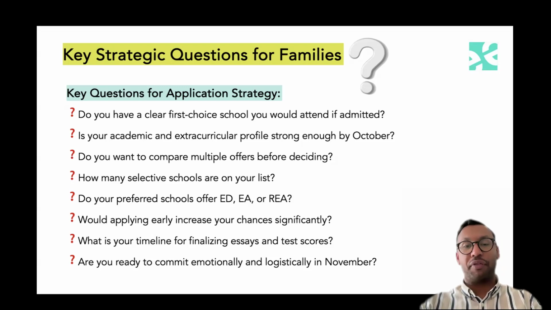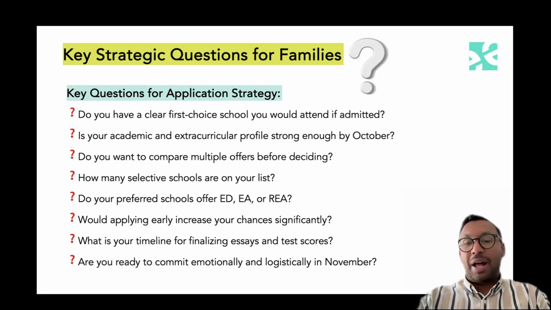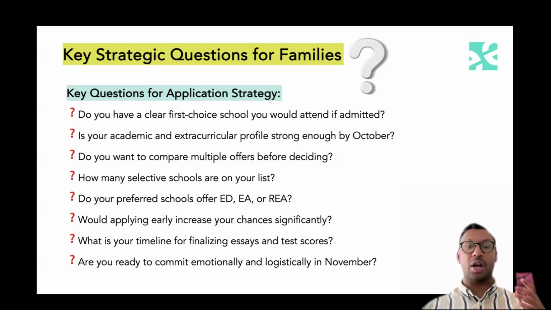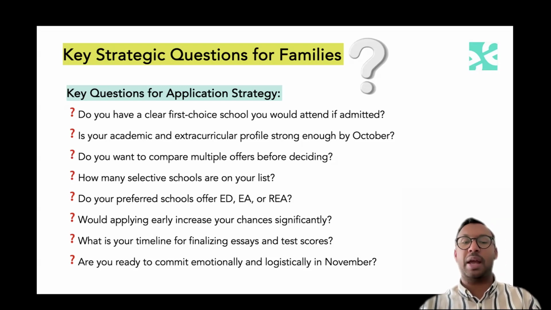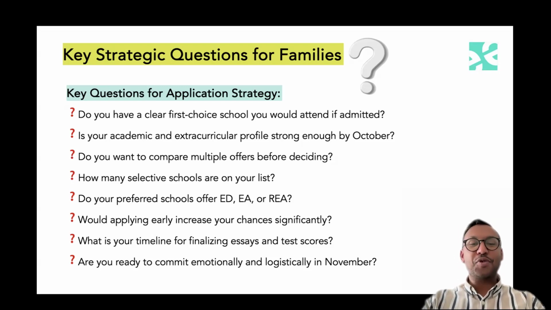Do your preferred schools offer ED, EA, or REA? Would applying early increase your chances significantly? And this would be in terms of doing some research on the admission rate in early decision versus the admission rate in regular decision. What is your timeline for finalizing essays? Have you taken the SAT or the ACT? Are you happy with your GPA? And then finally, are you ready to commit emotionally and logistically in November?